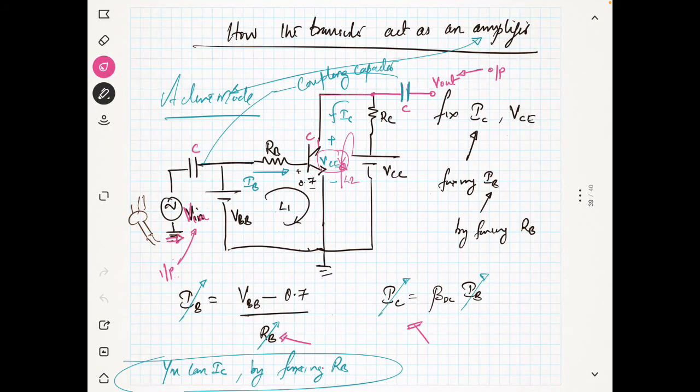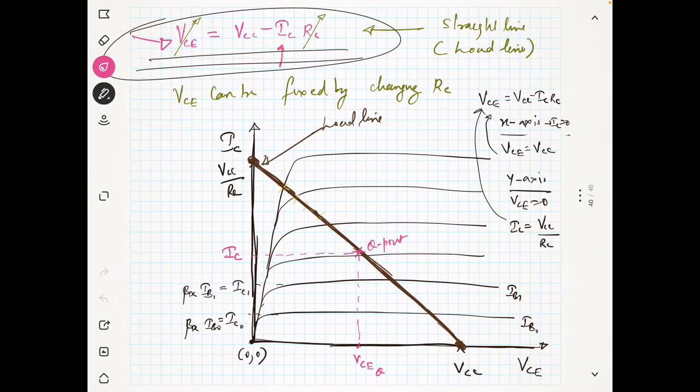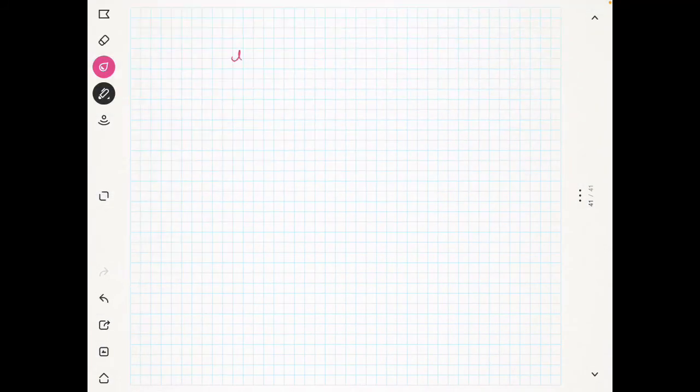You can see from the picture that you have a current IB and there is an input. This input will also give you a small current, which is IB. So the total current at the base is capital IB, which is due to the DC, plus small IB, which is due to the AC. So this is due to the DC and due to the AC. This is at the base.